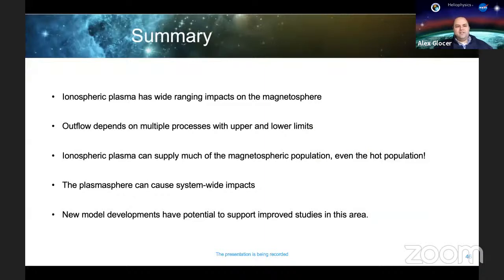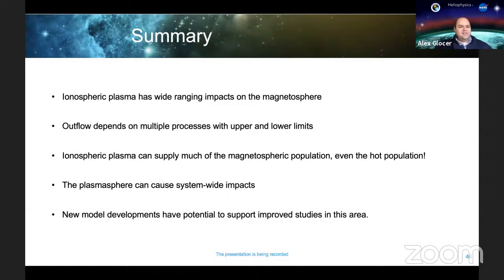So just to summarize, the ionospheric plasma is very important. It has a lot of impacts on the magnetosphere. And when you look at the outflow by itself, there's a lot of processes involved that change the upper and lower limits and also change the response to the energy input. So it's a very dynamic problem with a lot of pieces going on.